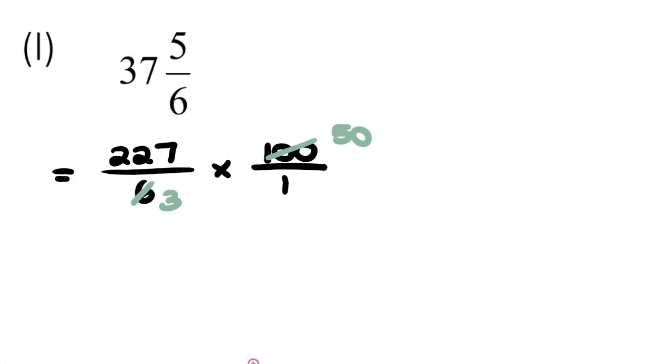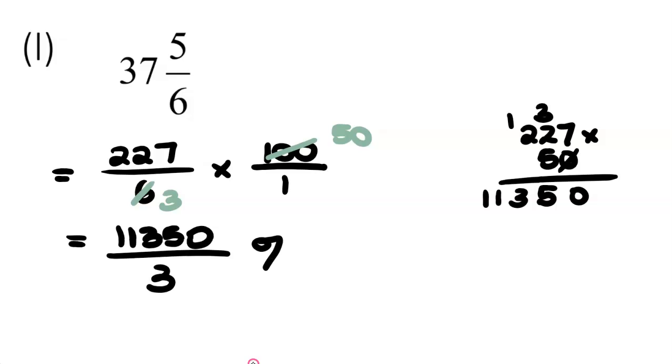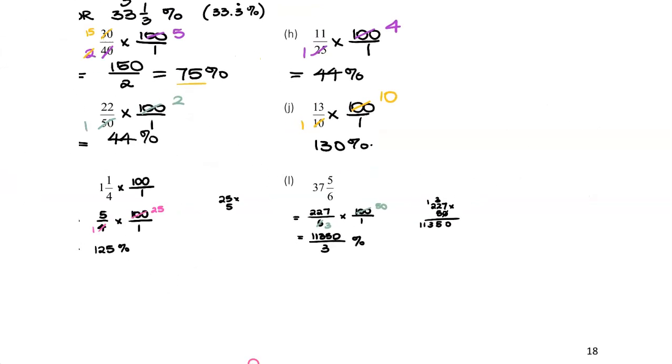227 times 50. Do that on the side of our page. So I can just pop that 0 down here and just do this multiplication. 5 times 7 is 35. 2 times 5, 10. We've got 13. And 2 times 5 is 10. 11350 over 3%. Oh, that was a doozy.